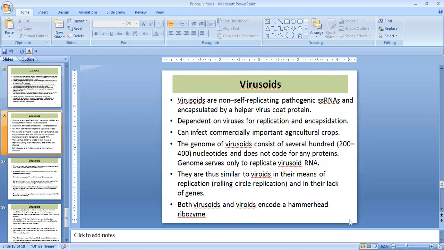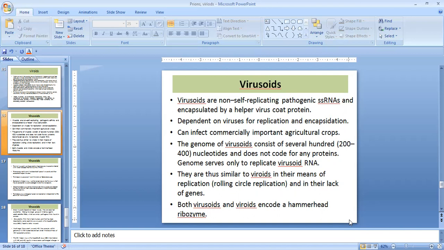So the next subviral particle is virusoids. Don't get confused between viroids and virusoids. They are spelled similarly, so do not get confused about their functions and their roles. We can study by comparing viroids and virusoids. Viroids are self-replicating, but virusoids are not self-replicating. The similarity is that both are single-stranded RNAs.